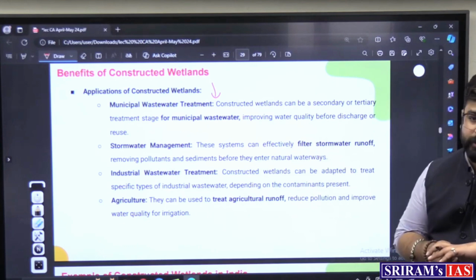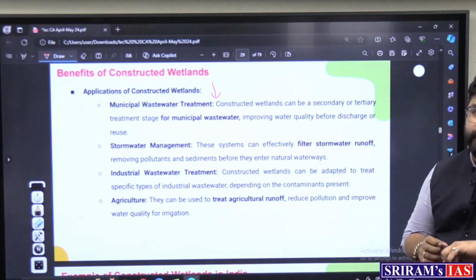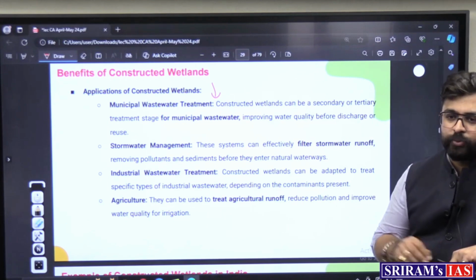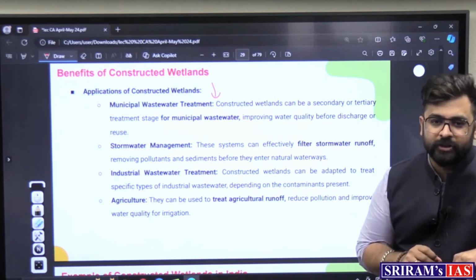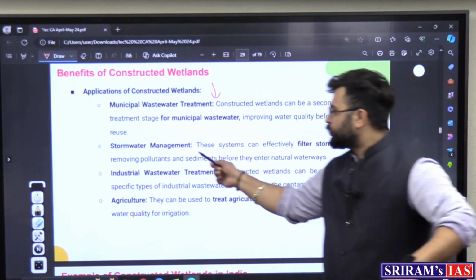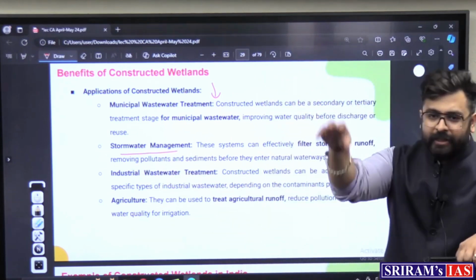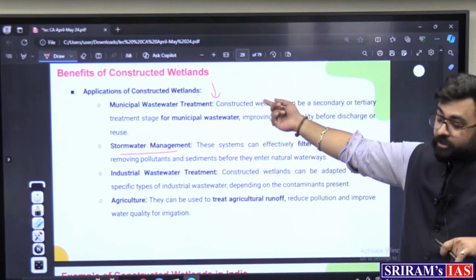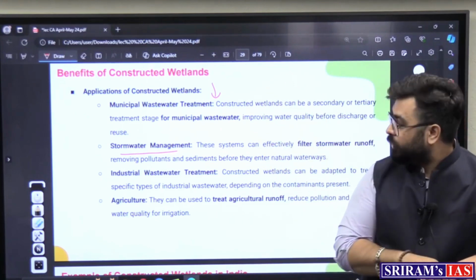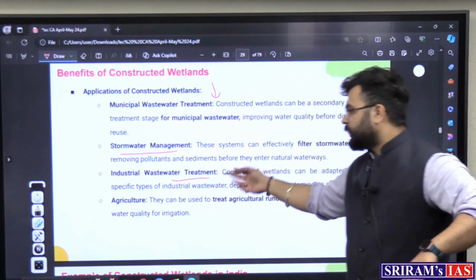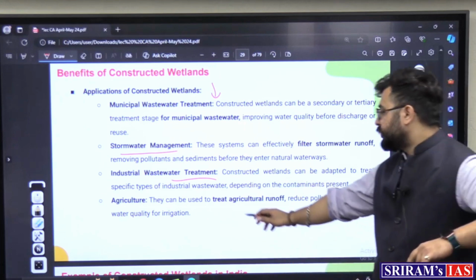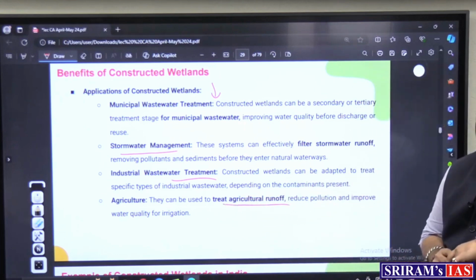Storm water management. Generally urban areas are struggling, with 15 minutes of rain enough to cover all the streets. The reason is there is no storm water management. Whatever excess water is coming, it is not being regulated. So constructed wetlands will help you to regulate storm water. Industrial wastewater treatment, I have already explained that. Agriculture, they can be used to treat agricultural runoff.